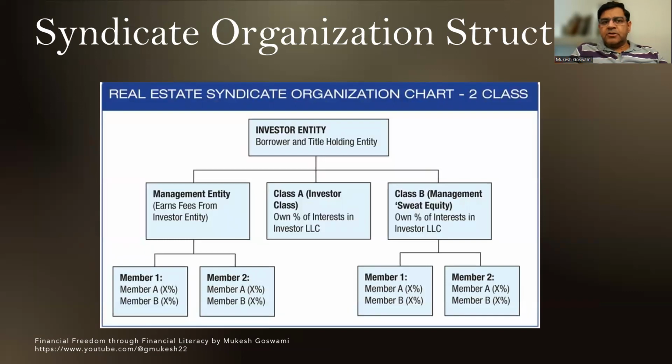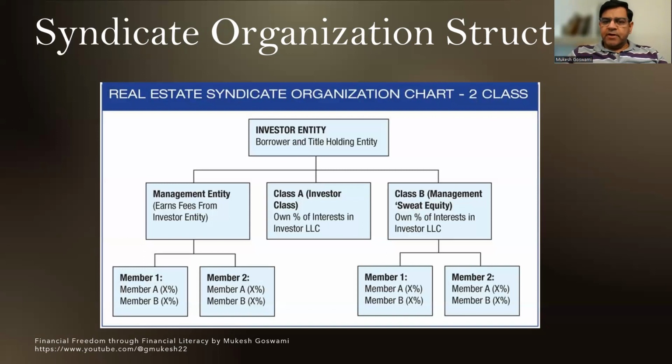Let's quickly look at the syndicate organization chart, how typically a syndicate is organized. So there is always an investing entity, let's say an LLC. This LLC is going to hold the title of the property that is being acquired, and this LLC is going to borrow the money from commercial lenders. Now, LLCs have members, and there are two classes of members. One is class A, which is the investors, the passive investors. They own a percentage of interest in this LLC. And the other class is the management, which is the sponsoring entity, which is basically doing all the hard work and putting in all the analysis and everything. So they also get an interest.